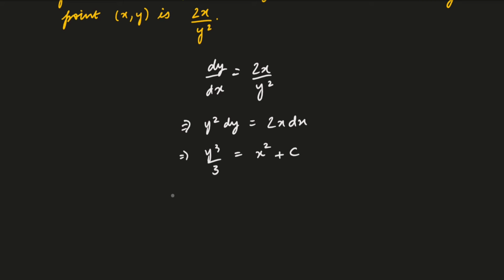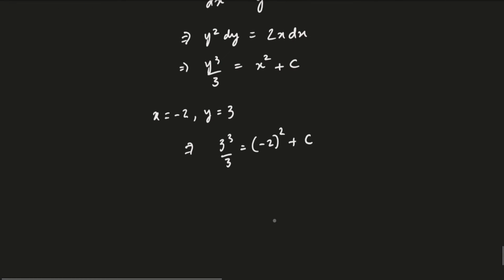So this means that this curve should satisfy the point minus 2, 3. That means x is equal to minus 2 and y is equal to 3. When x is minus 2, y is 3. So we have to substitute these values so that we have 3 cubed divided by 3 is equal to minus 2 squared plus c. We can simplify this. We have 9 is equal to 4 plus c, which gives c is equal to 5.